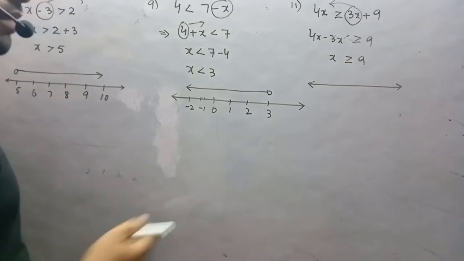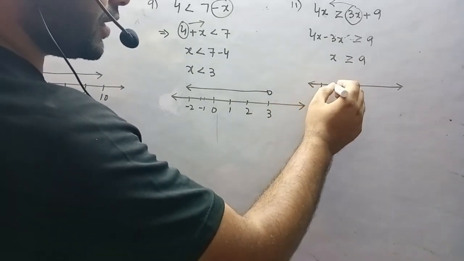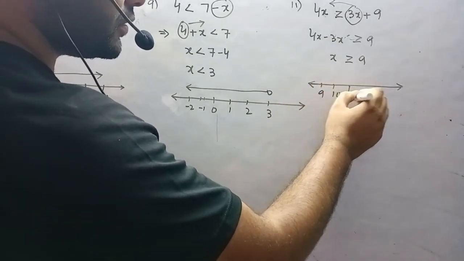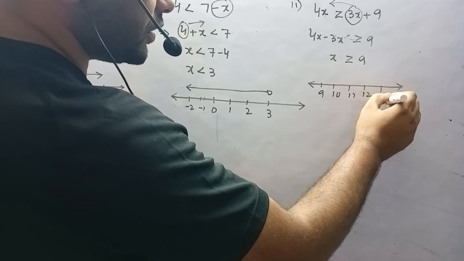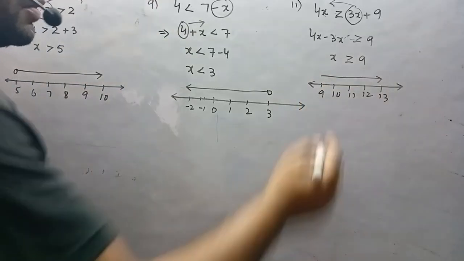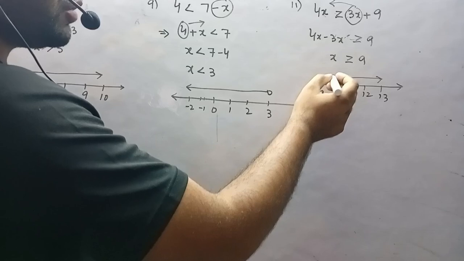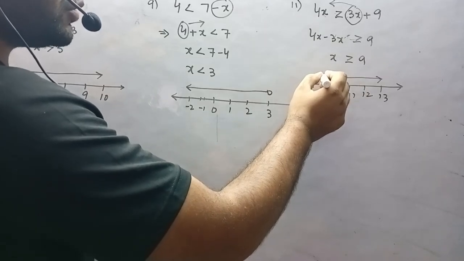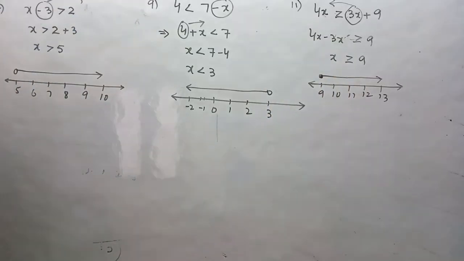The value of x is greater than 9, we will start from 9. Number line 9, 10, 11, 12, 13. So it starts from 9 up to infinity. But here you need to check x is also equal to 9. So here I should draw a shaded circle. That's it. This is the 11th one.